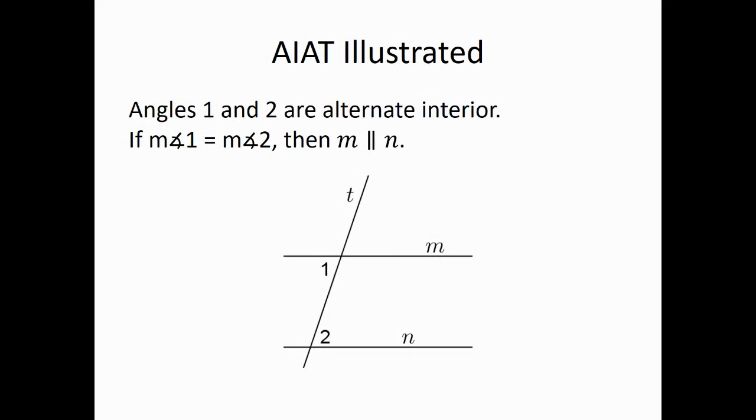So we have two lines M and N cut by the transversal T. We have a pair of alternate interior angles 1 and 2. And the theorem now says this: if the measure of 1 is the same as the measure of 2, then we may conclude that line M is parallel to line N. And as I said just a moment ago, we won't take the time to prove this. It's not really necessary in this summary.